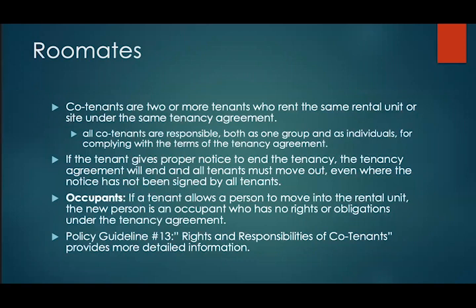All co-tenants are responsible both as one group and as individuals to comply with the terms of the tenancy agreement. So if rent is, say, $1,200 and there are two tenants living in the unit, if one tenant can't come up with their portion of the rent for that month, it's both of the tenants' responsibility. So both tenants can be evicted if the landlord doesn't get their full $1,200 a month. So sometimes you have a situation where the tenant's upset because their roommate didn't pay their portion of the rent and now they're being evicted, and wonder if they can be evicted even though they paid their portion.